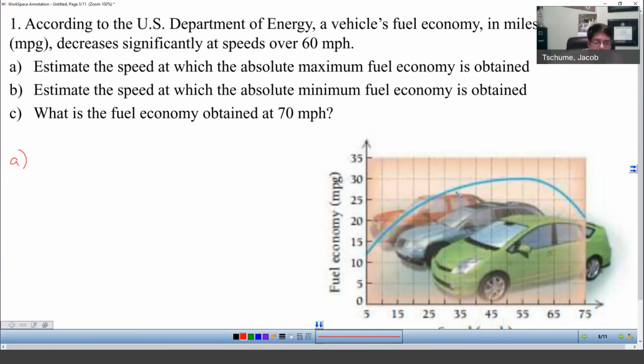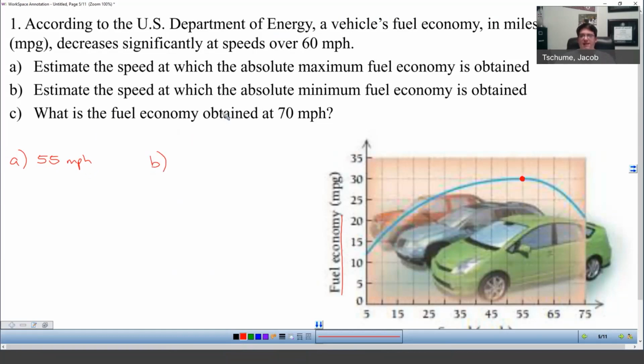So if you look up here and you're looking for the maximum fuel economy, you're trying to figure out what's the highest point on this graph. It looks like, ever so slightly, that your maximum is going to occur at this point right here. And if you look straight down, that is occurring at 55 miles per hour. So if you're going 55 miles per hour, you will maximize your fuel economy based on this data.